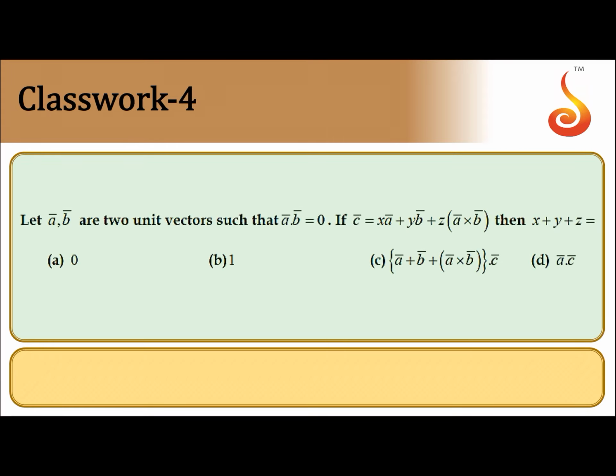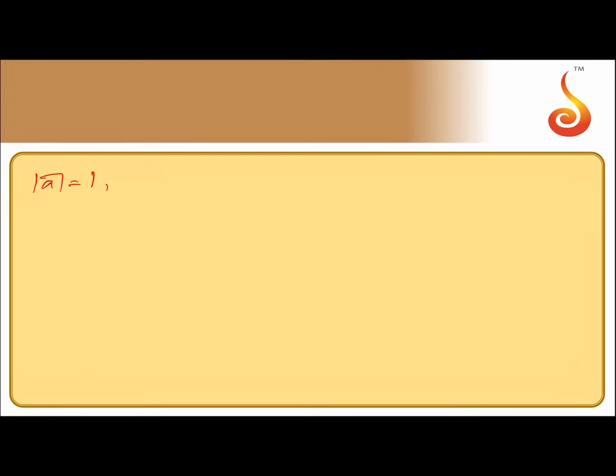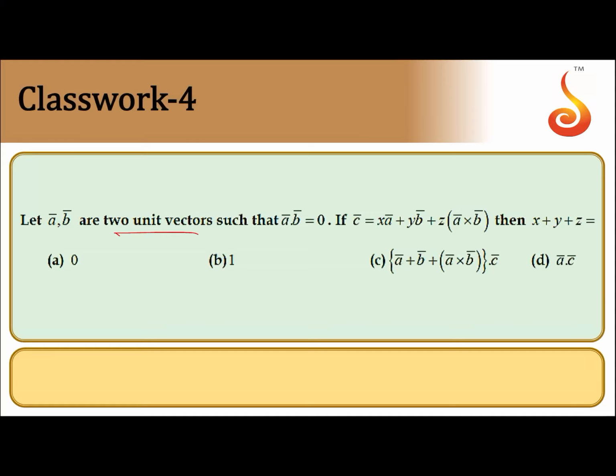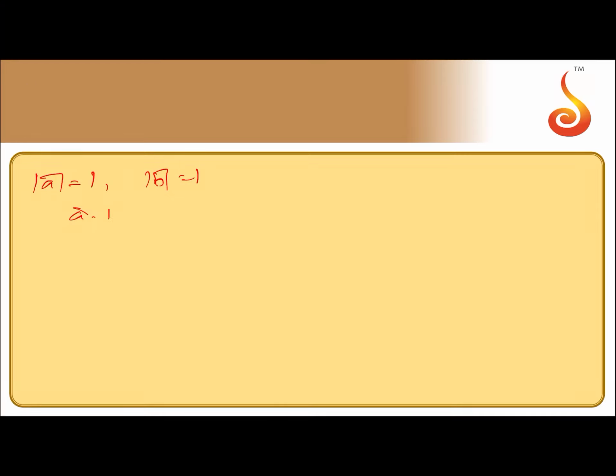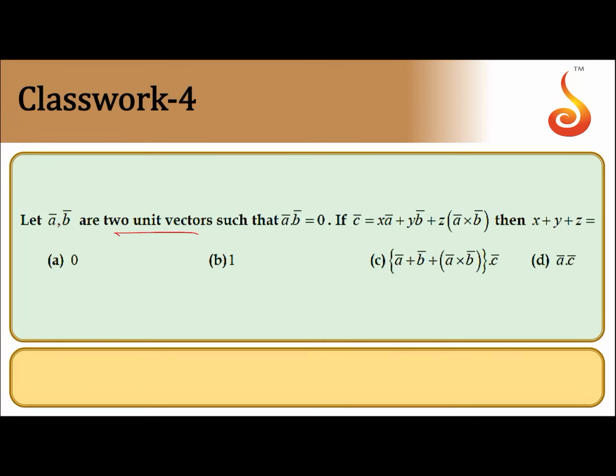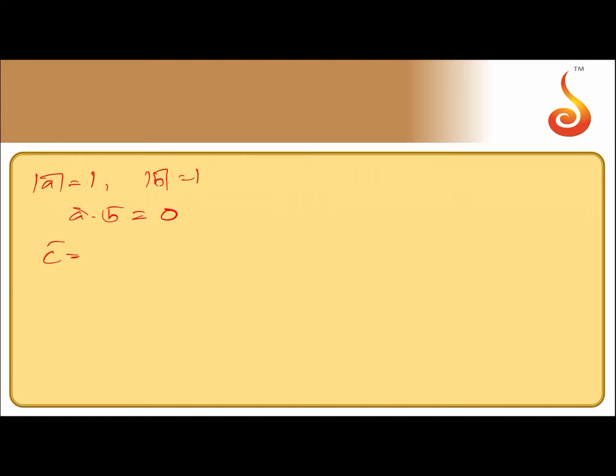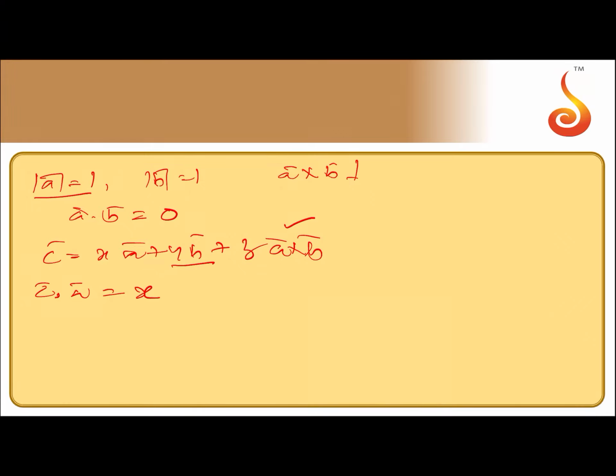Coming to the next one, you are given A, B are unit vectors, meaning modulus A equals 1, modulus B is also equal to 1, such that A dot B is 0. A dot B 0 means they are orthogonal vectors. And C is given to you as XA plus YB plus Z times A cross B. Why don't you take the dot product with A on both sides? A dot A becomes 1 because of unit vector, X multiplied by 1. A dot B is already 0. And A cross B is perpendicular to not only A but also to B. So the dot product is 0.